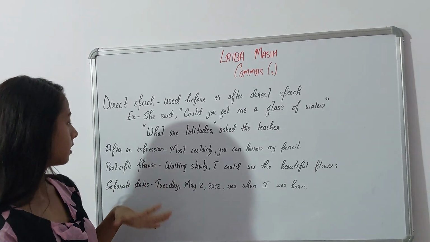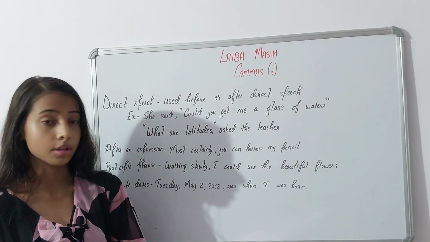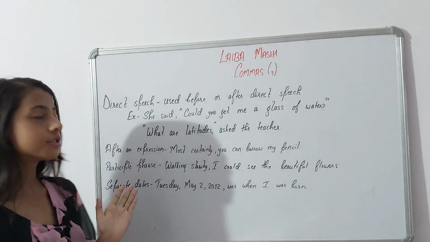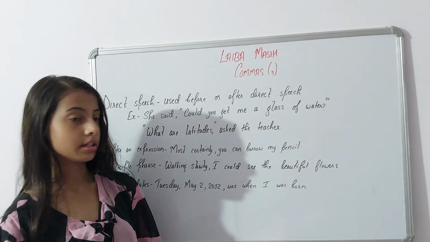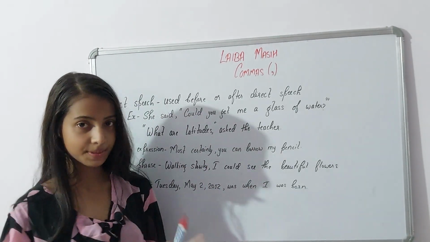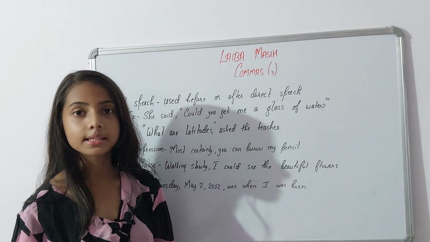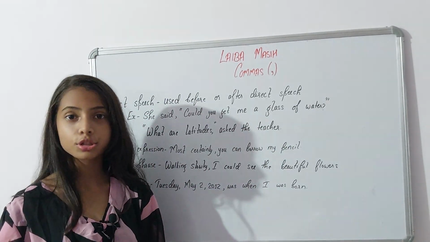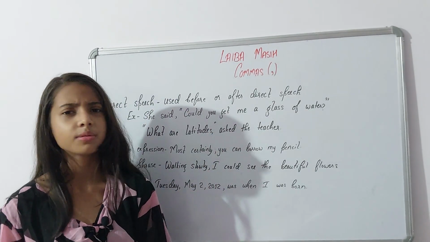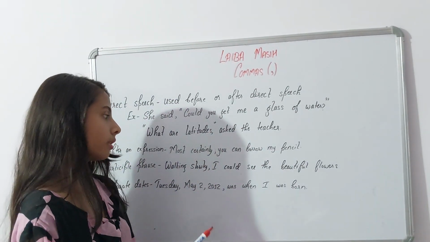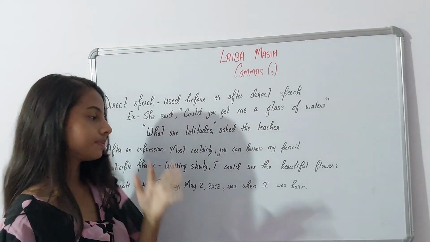Next, there are a few short places where you have to use commas. These are after an expression. Let's take an example. "Most certainly" is an expression followed by a comma. You can borrow my pencil. Most certainly is an expression, and instead of using an exclamation mark, which is not needed, we can use a comma instead and write, most certainly, you can borrow my pencil.